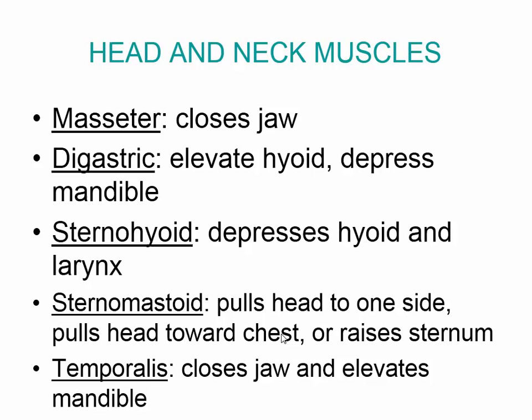Then you have something called the sternomastoid. Again, sterno, we're dealing with the sternum. So it helps you pull your head to one side, and then it also pulls your head towards your chest and raises your sternum. Then we have something called the temporalis, and the temporalis is at your temples, by the temporal bone, and it helps to also close your jaw, but it elevates your mandible.